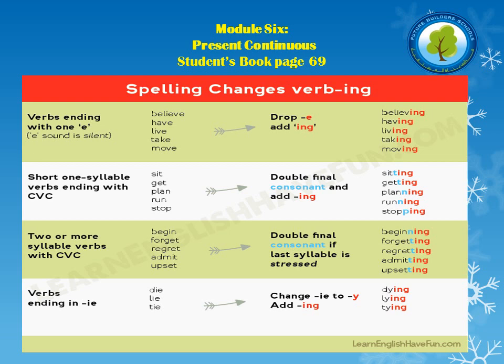Rule number 2. Short, one-syllable verbs ending with consonant, vowel, consonant. CVC. Consonant, vowel, consonant. أي حرف ساكن, حرف علة, حرف ساكن. For example, the words set, get, plan, run, stop. كلمة مكونة من مقطع واحد, فعل مكون من مقطع واحد. آخر حرف ساكن سبق بحرف علة.